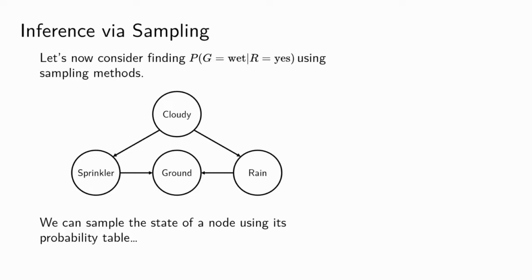So let's start with a simple variable. In particular, let's start with cloudy. Cloudy depends on nothing else, so we can just sample it without needing to do anything. We can just do a coin flip, in this case literally, because the probabilities are 0.5.